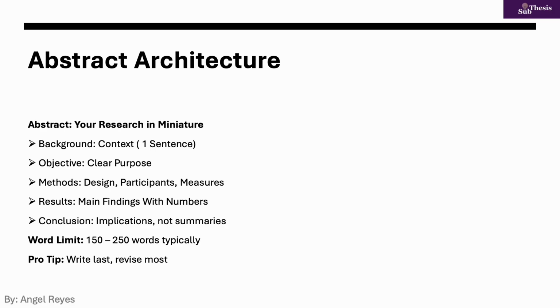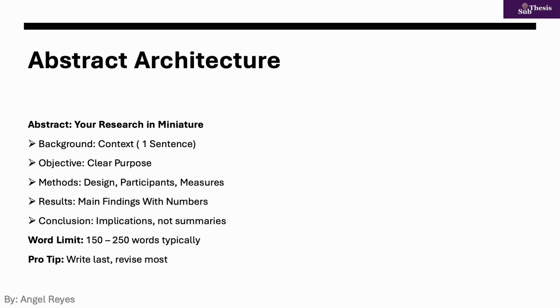Describe methods briefly but specifically. Design, participants, key measures. Present main results with actual numbers, not just significant differences. Conclude with implications, not just summaries. What should readers do with this information? Here's a secret. Write your abstract last, but revise it most. I typically go through a dozen drafts because every word must earn its place. The abstract appearing in the journal is often the only part indexed in databases.